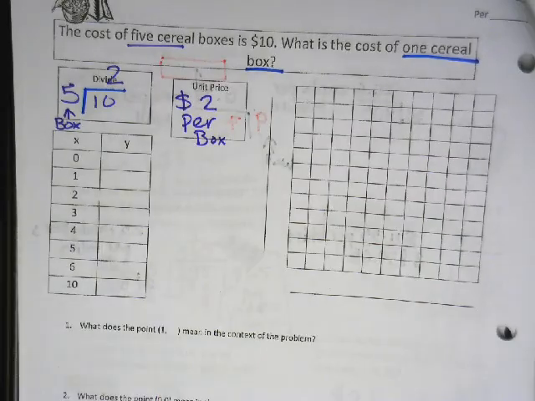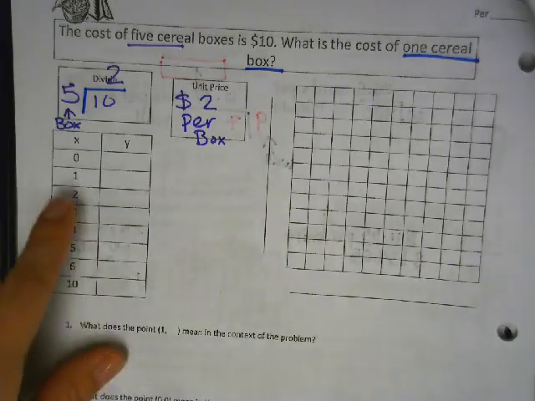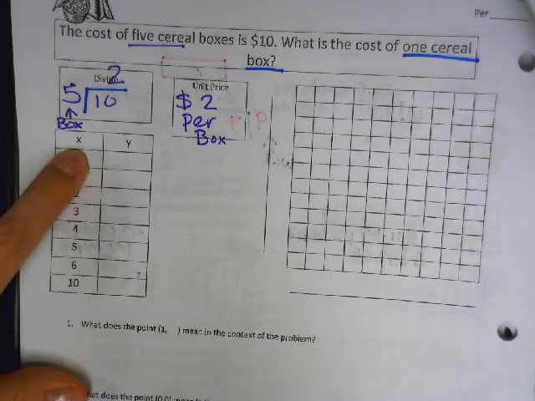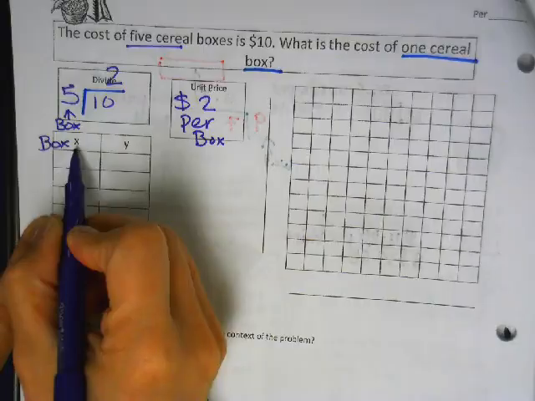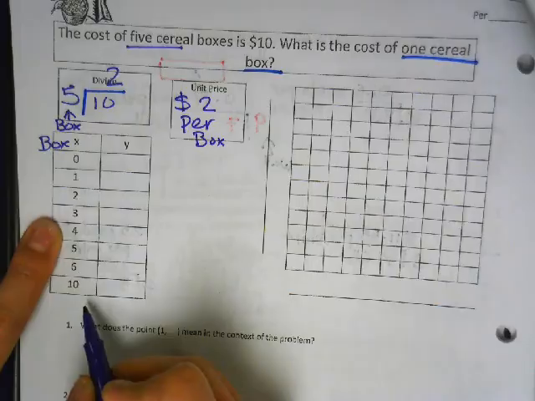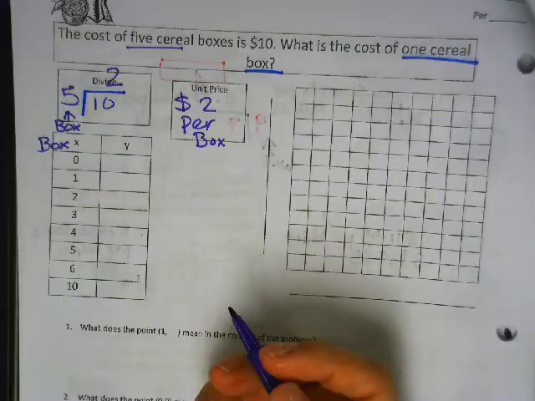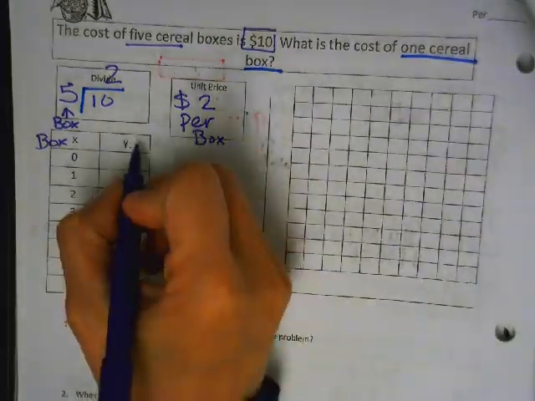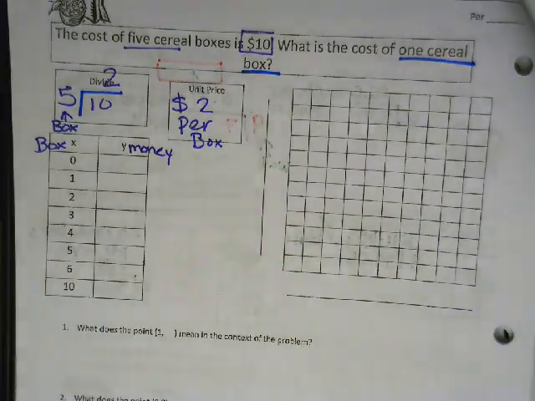All right. Now, what did we solve 1 of? We solved for 1 box. So that means your X, whatever your 1 is, is going to be your X. So that means that my X's are boxes, cereal boxes. All of these X's represent number of boxes. So therefore, what is Y? Y represents whatever the other number is. What is the other number? Dollars. Very good. So Y is my money. Okay? So you have to label what is X, what is Y.